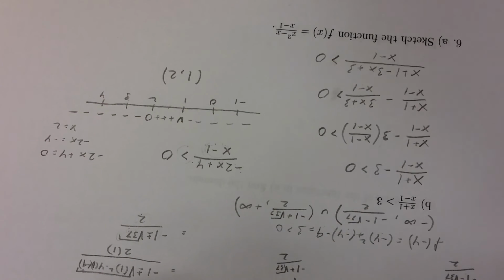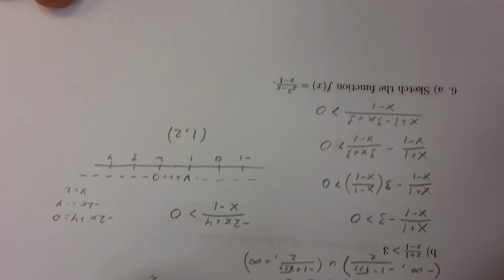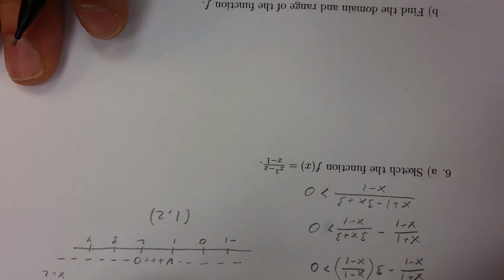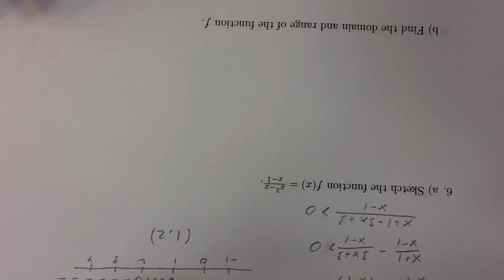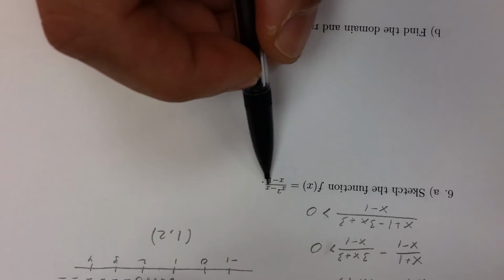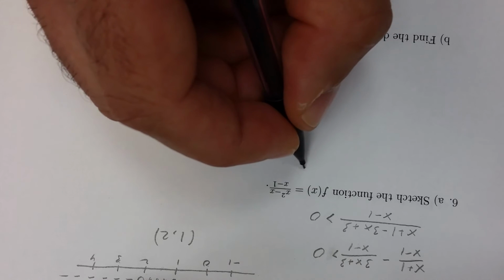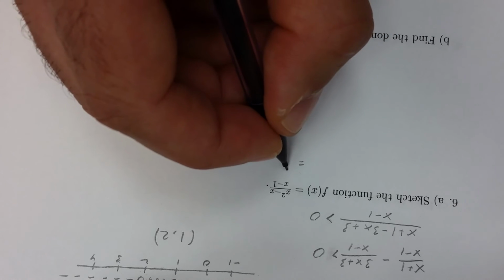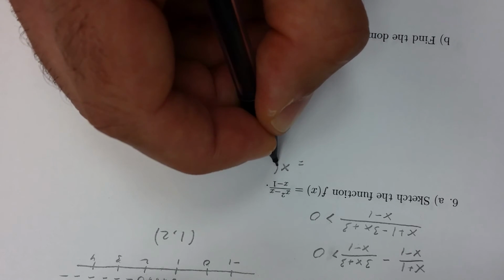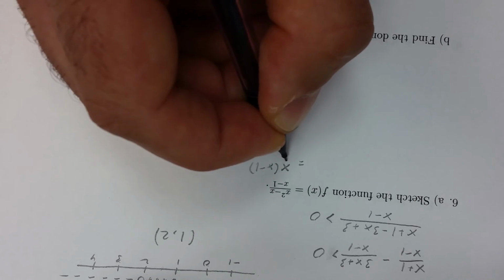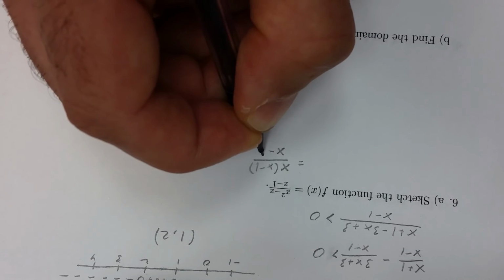Carefully showing all my work. All right, now let's go ahead and sketch the function x squared minus x over x minus 1. Let's go ahead and factor the top of that. I can factor that as x times x minus 1 all over x minus 1.